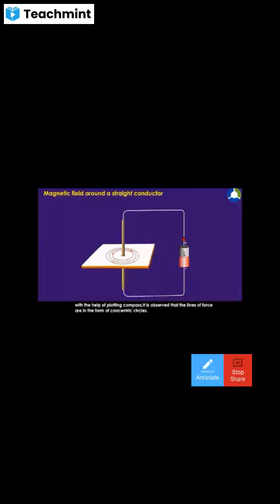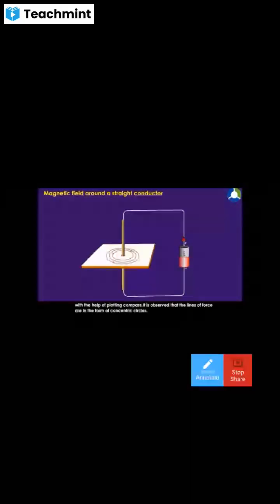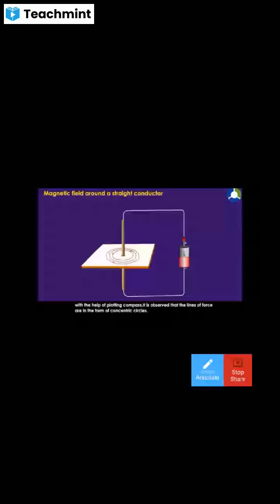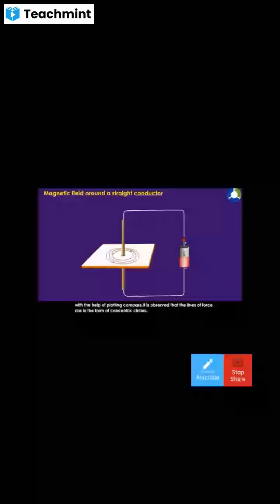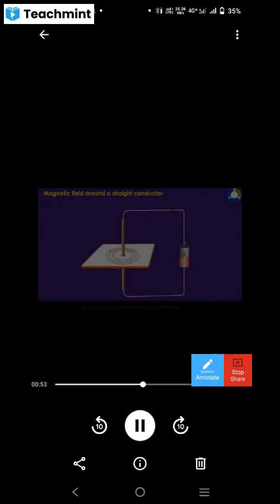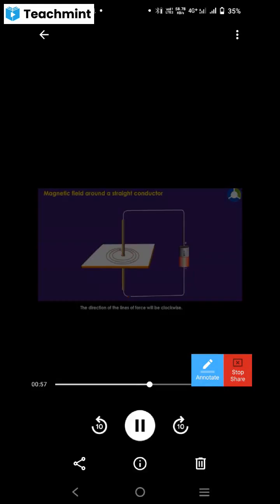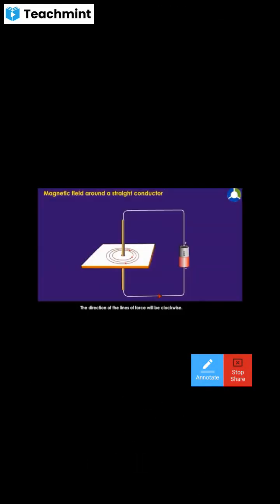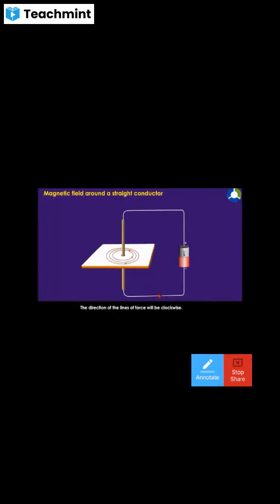Right? The magnetic field around a straight conductor is in the form of concentric circles. Write it down: the magnetic field around a straight conductor is in the form of concentric circles.